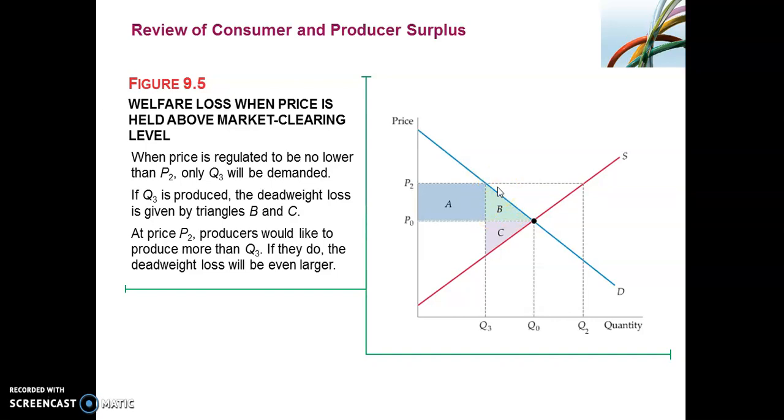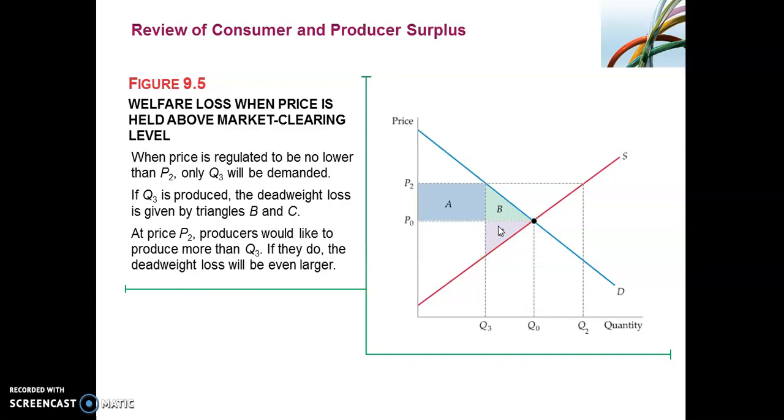And if we think of it now from the producer side, producers would gain rectangle A, that is a transfer from consumer surplus to producer surplus. But on the other hand, they are going to lose triangle C because if they realize that only Q3 is going to be demanded, that would be the output. So as a result, these producers would end up exiting and that production won't take place. So hence C is also lost.